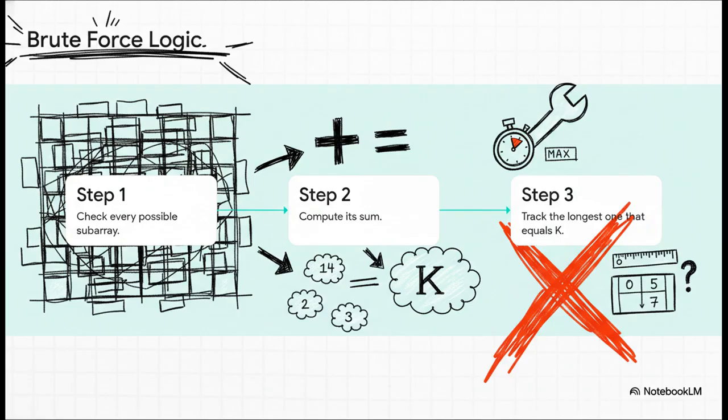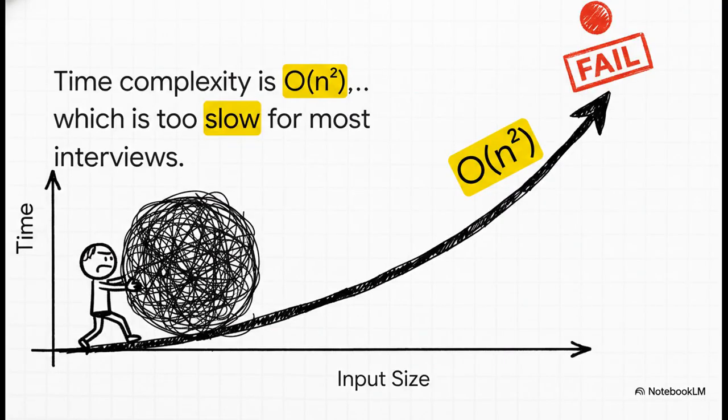Yeah, it'll get you the right answer, eventually, but there is a huge catch. And that big catch, it's all about speed, or the lack of it. This method has a time complexity of O(n squared). That just means that as your array gets bigger, the time it takes to solve explodes. It's just way too slow for a real interview or any practical application. We need something much, much faster.